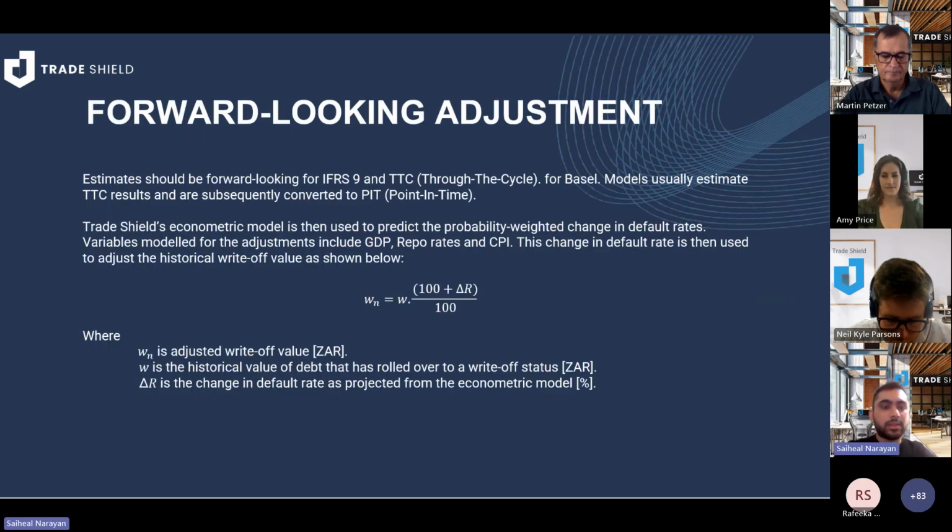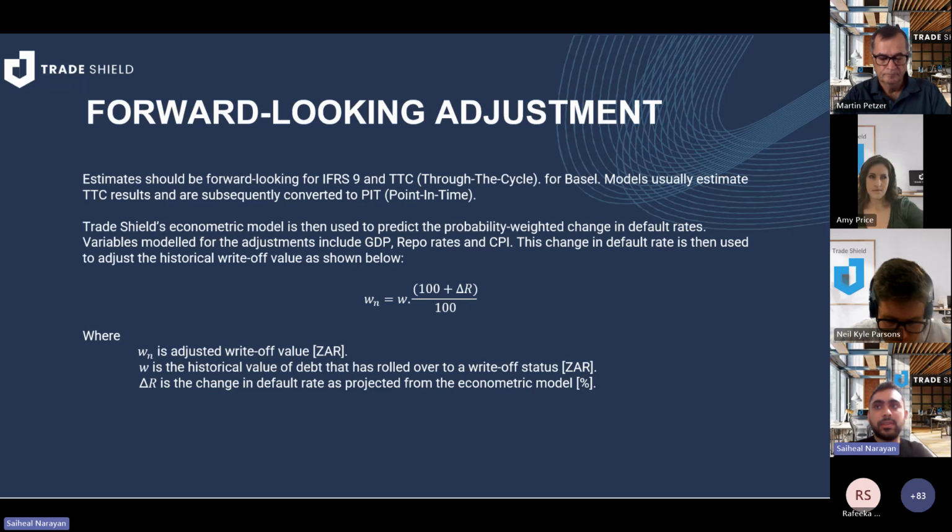Yeah, so the next piece is the forward-looking adjustments. These are estimated through the cycle, meaning we take a long view on the customer, the entire cycle, their book cycle, for Basel purposes. Models usually estimate through the cycle and are subsequently converted into PIT.